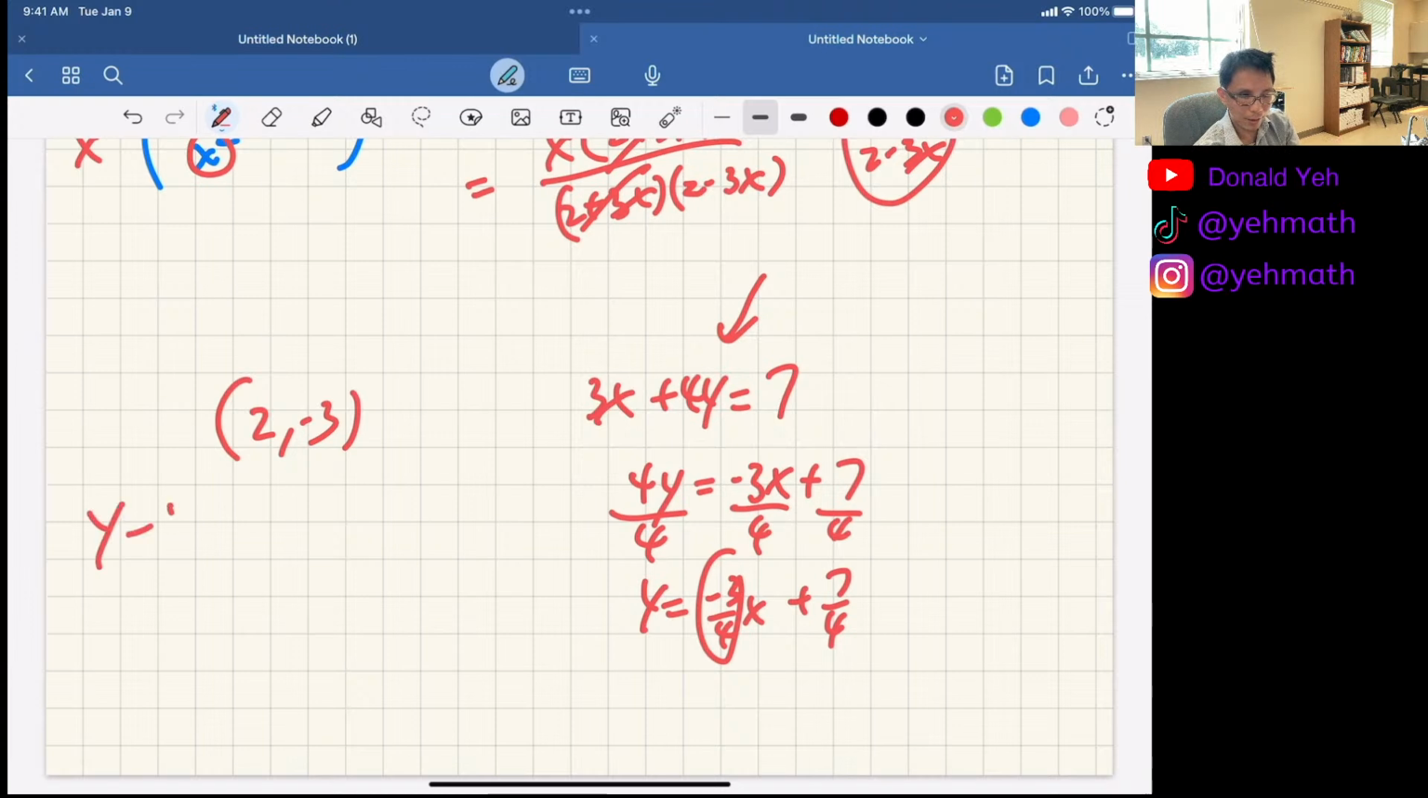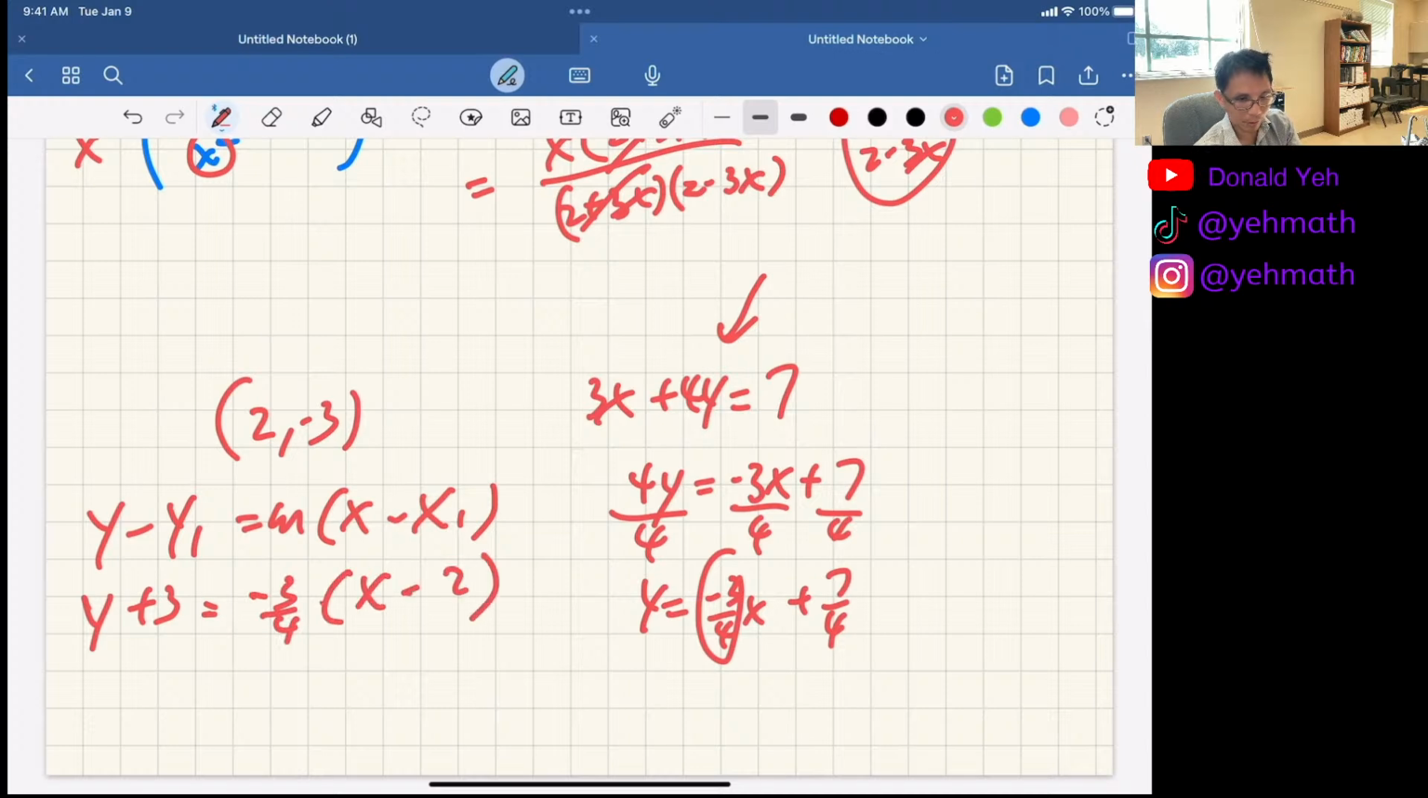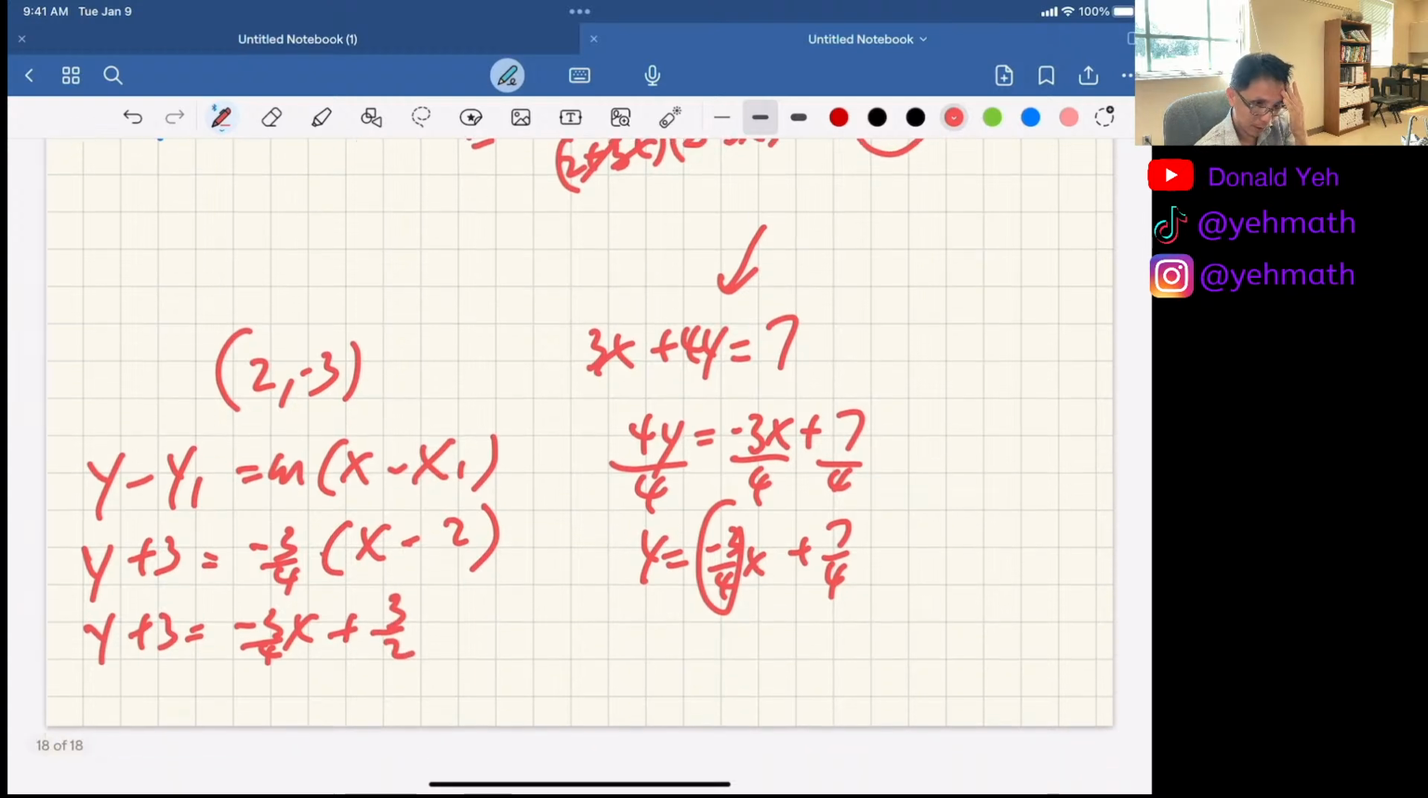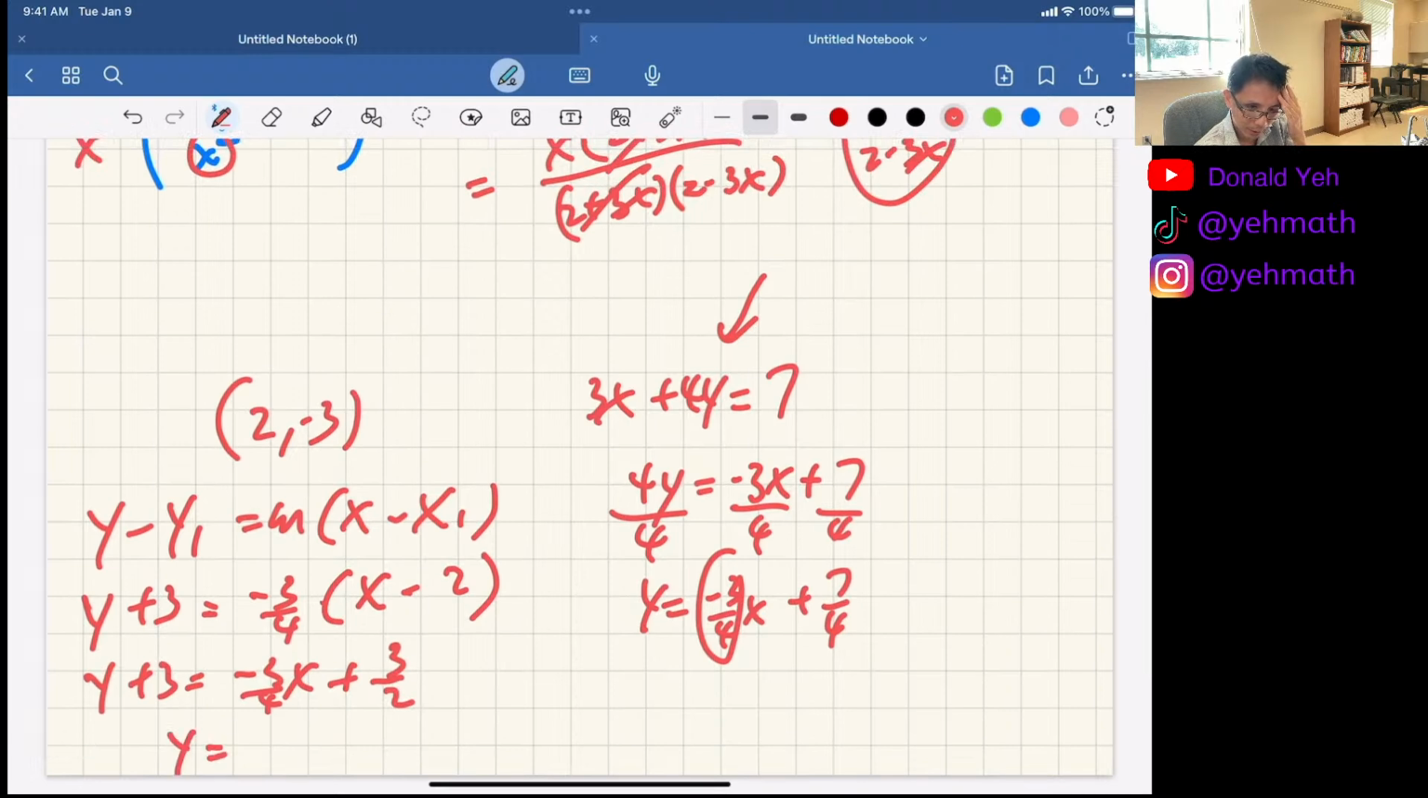Guess what? y minus y1 equals m times x minus x1. Just use this equation. y minus negative 3, so y plus 3. The slope is going to be negative 3 over 4 because it's parallel. And that's going to be x minus 2. And you're done with the equation of the line. If you want any other form, just get it from here. So y plus 3 equals negative 3 over 4 x plus 6 over 4, so it's 3 over 2. And then move the 3 over, so it's going to be negative 3 over 4 x minus 3 over 2.